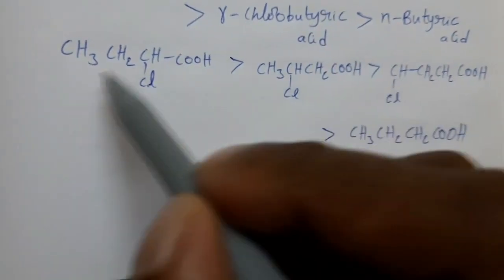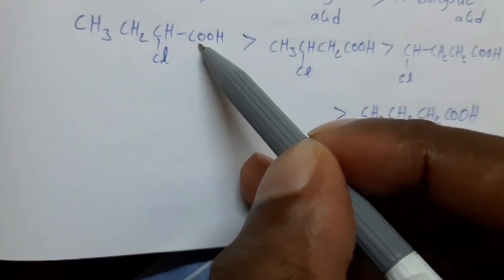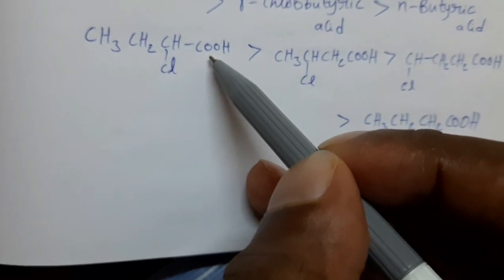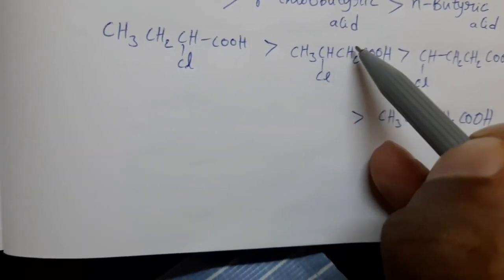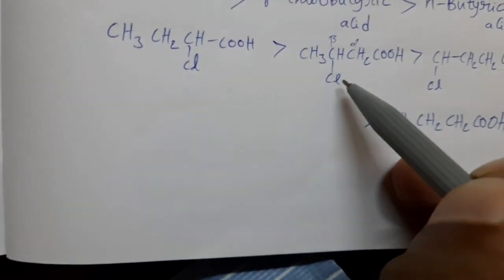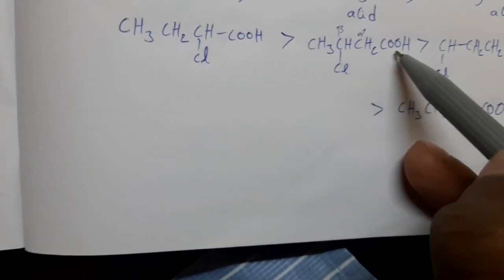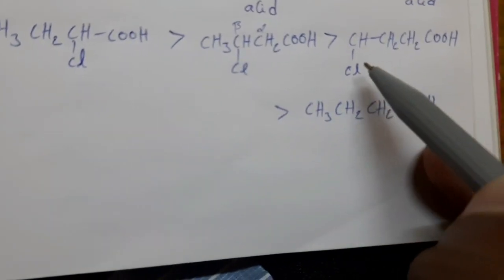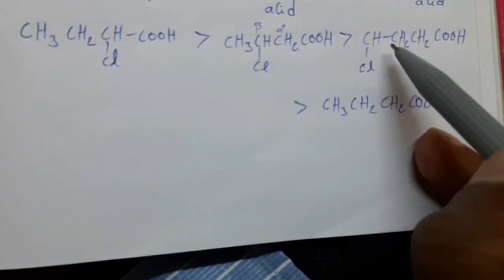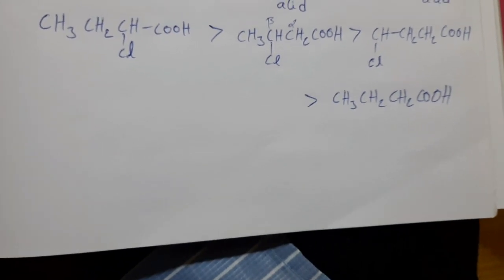Okay, so in these three compounds, chlorine is an electron withdrawing group. This chlorine is closer to the COOH functional group. That's why its acidic character is more. Here there is some more distance. This is the alpha carbon, this is the beta carbon. At the beta position, the electron withdrawing group is there. The distance between this electron withdrawing group and COOH is more than here. So acidic character is less. Here the distance is more than these two compounds. So acidic character is less. Here there is no electron withdrawing group. That's why acidic character is less.